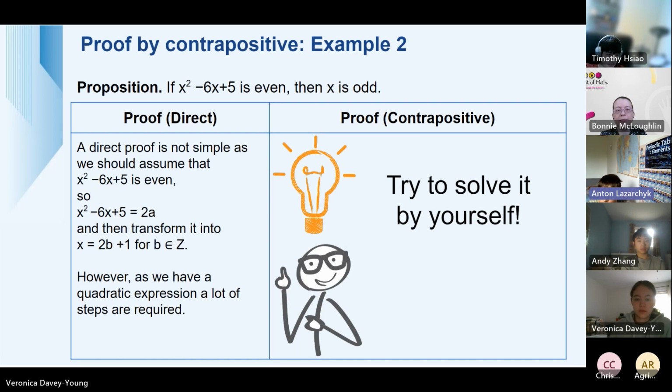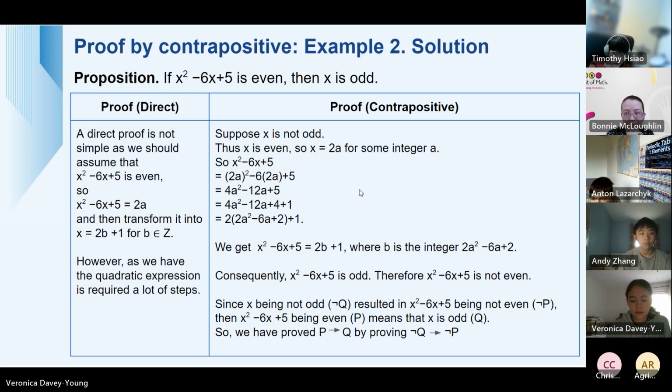So, if x squared minus 6x plus 5 is even, then x is odd. A direct proof is not as simple: we should assume that x squared minus 6x plus 5 is even, so x squared minus 6x plus 5 equals 2a, and then transform it into x equals 2b plus 1, where b is an integer. However, we have a quadratic expression and a lot of steps are necessary. Try to solve the contrapositive proof for yourself. You have 3 minutes. So this is the contrapositive proof.